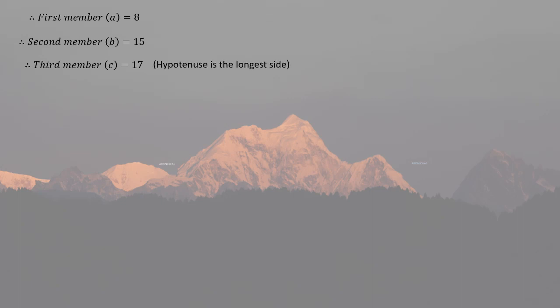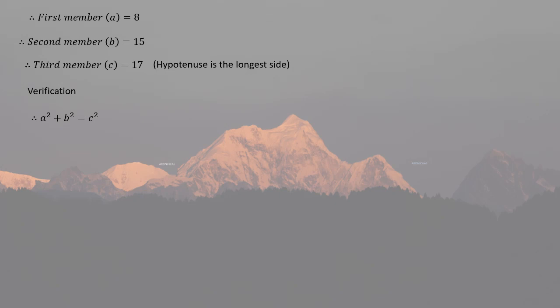Now let us see whether these numbers that we found out earlier will satisfy the Pythagoras theorem, that is a equals 8, b equals 15 and c equals 17. It is the largest number, so this is nothing but the hypotenuse of the right angle triangle. So for the verification, we know a square plus b square equals c square, that is the Pythagoras theorem.